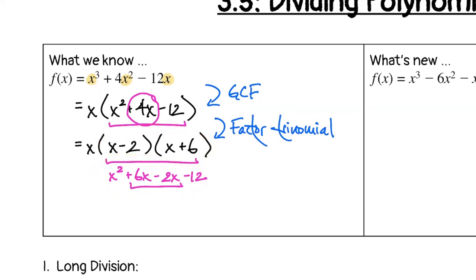Now, I do want to add a term here for us to think about. So if we write f of x as x times x minus 2 times x plus 6, so we write it as all the factors, is x a linear term or a quadratic term? Yeah, x is a linear term.